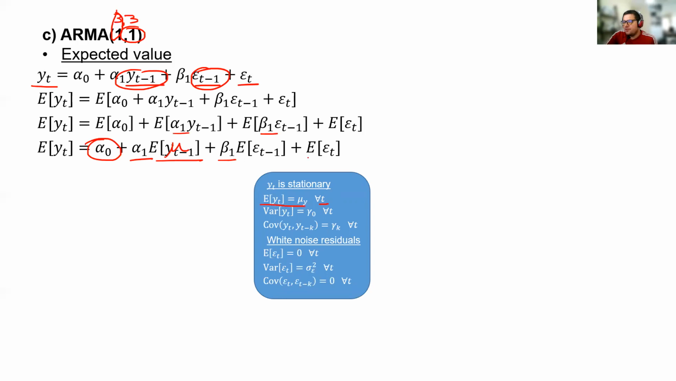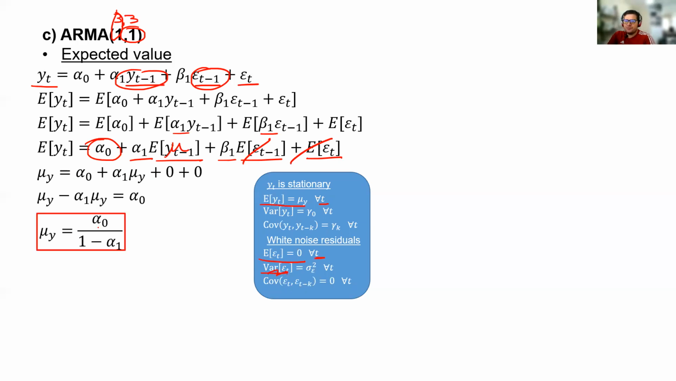The expected value of the errors, regardless of the t, will be equal to 0. So both of these terms will go away. We replace mu here. So the only thing that we can't estimate directly is mu. So we need to rearrange, go through a bit of algebra, and we are left with this. Does this look familiar? Yes, it does, because it's the same expected value of an autoregressive 1 model. Again, you notice why alpha 1 cannot be even remotely close to 1, because all of these will explode.